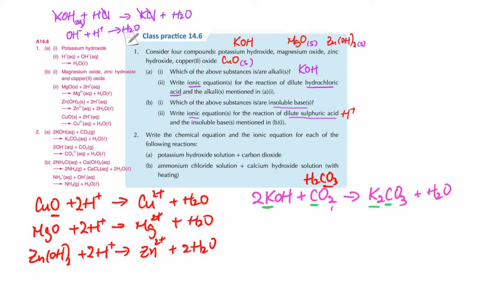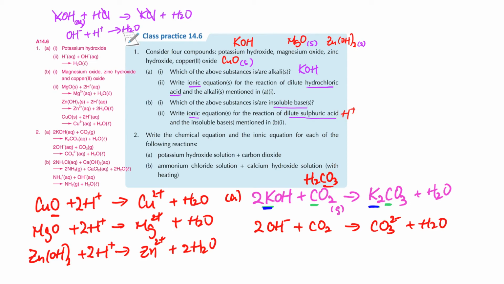Because the carbon dioxide is in gas state, it cannot be broken down into ions. But for the K right there, this K plus and this K plus can be eliminated. So for ionic equation, basically you have OH minus and then CO2, and you got CO3 2 minus and also H2O. So that one would be part A, 2A.